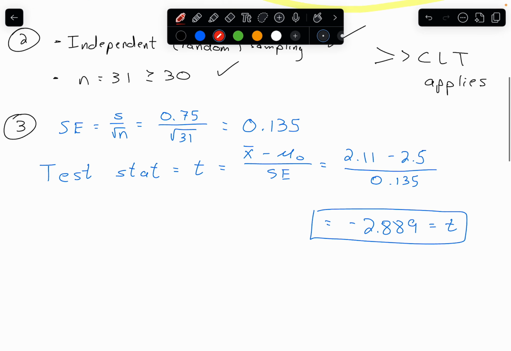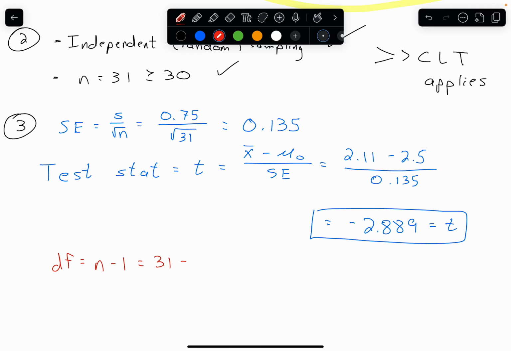A couple small things before I can calculate my p-value. First of all, I need to know degrees of freedom. Remember, degrees of freedom is simply n minus 1. So we said n is 31 minus 1. We have 30 degrees of freedom. We're going to need that number in just a moment.